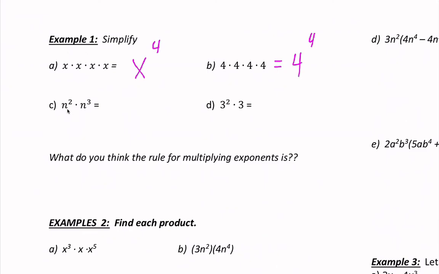So how would I do n squared times n to the third? Well, I know that n squared means n times n. I know n to the third means n times n times n. So really that's n times n times n times n times n. So what I'm doing is I'm multiplying n together 5 times.